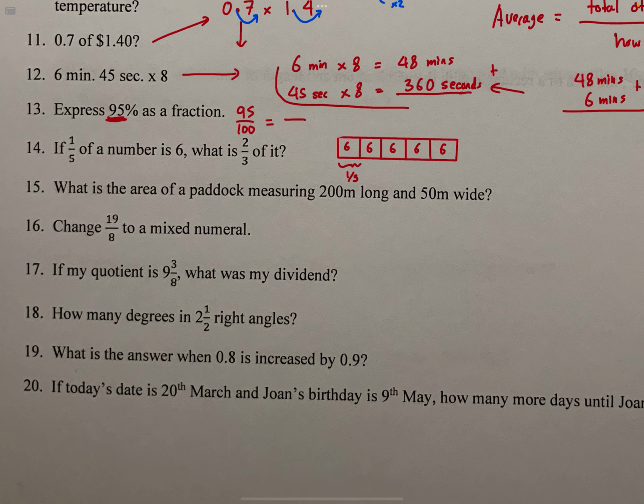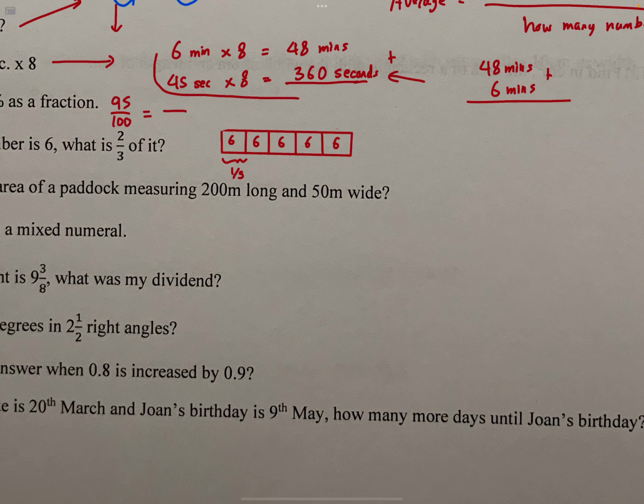Can you work that out? 1/5 is 6, so the whole number is how much? The whole thing. So work it out. What's 6 times 5? 5 times 6. Then you get the whole number. Then you need to find 2/3 of the number. The number is going to be 30. So now we need to find out what 2/3 of 30 means. Of is times. 30 is 30 over 1. Work out what that is.